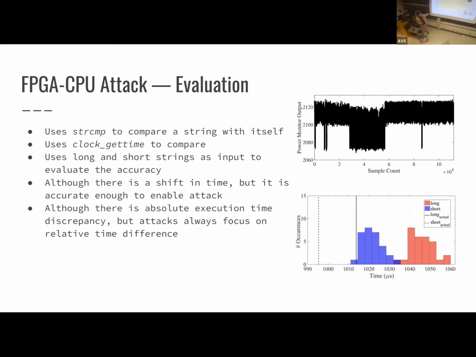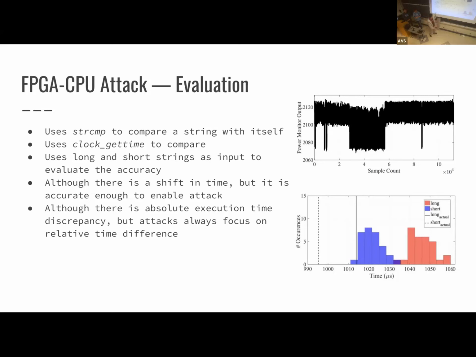We can see from the upper picture that during this period of time, the power drops a lot, which represents the execution of the function. And in order to test the accuracy of this power monitor, the paper also uses long and short strings as input. We can see from the bottom picture that we can tell very clearly between the different inputs. This is a short input and this is a long input, and we can tell very clearly between them.